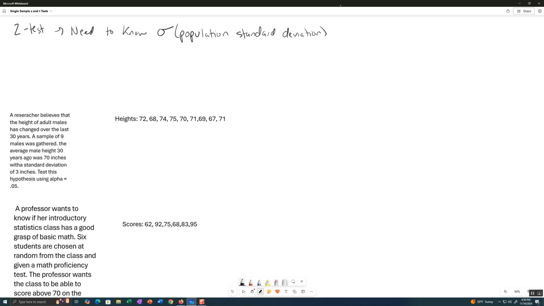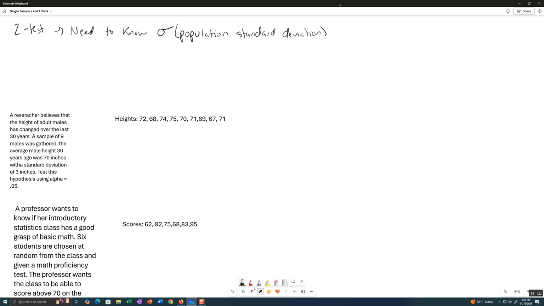If you look at SPSS, you can't even test a single sample z-test. It's not even in the menu, right? I mean, there's single sample t, but there's no option for single sample z-test because most of the time you're not using it. So it's not even a menu option. So that tells you how rare it is.